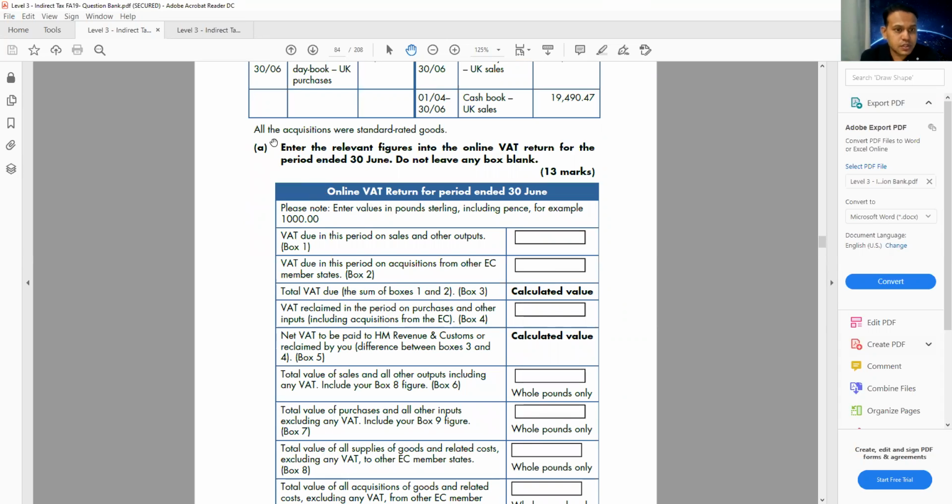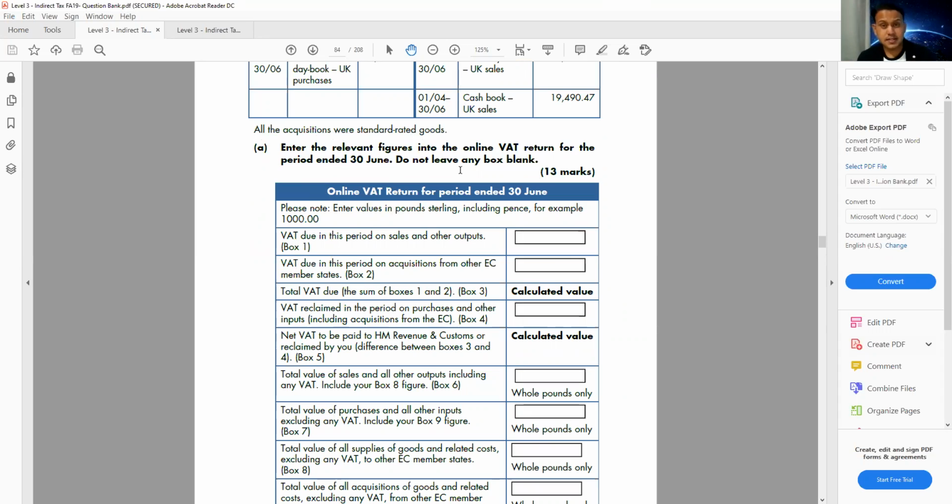Let's read this question. It says all the acquisitions were standard rated goods. Enter the relevant figure into the online VAT return for the period ended 30 June. Do not leave any box blank.